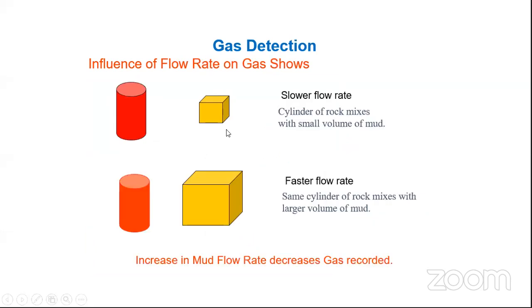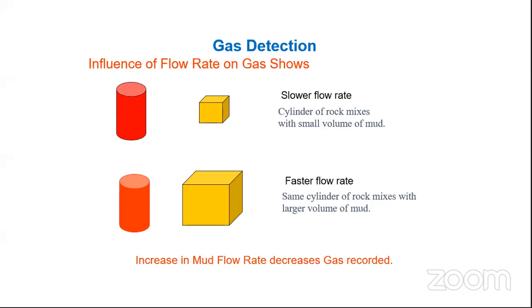Another one is the flow rate. So if you dilute rather in a higher volume, then definitely it will be less. So increase mud flow rate decreases gas recorded. That means increase means you are diluting it with more volume. So very important thing is when you change the flow rate, when you change the ROP, which was before, another one is rate of penetration, that also will give you a change in the gas reading.